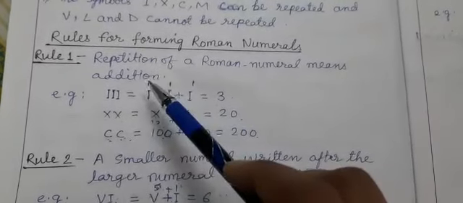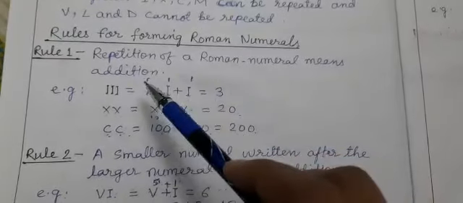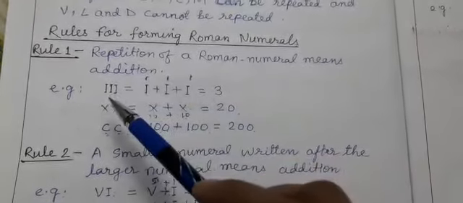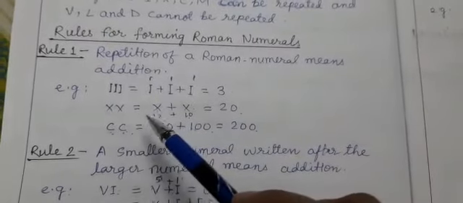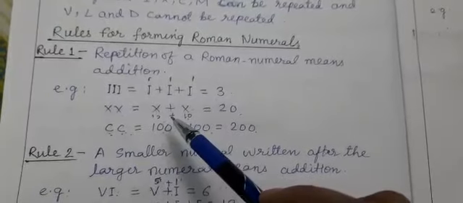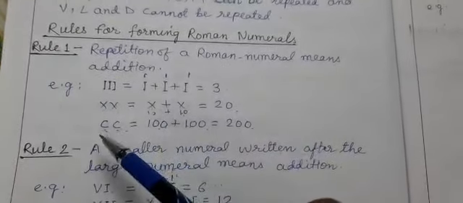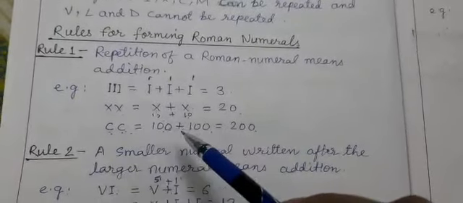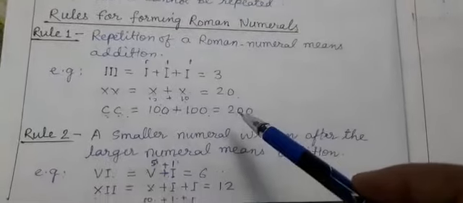I is equal to 1, this I is equal to 1, this I is equal to 1. That means 1 plus 1 plus 1 is 3. So III is equal to 3. Double X, that is X plus X. X is equal to 10 plus X is equal to 10, so 10 plus 10 is 20. CC: C is equal to 100 plus C is equal to 100, 100 plus 100 is 200.